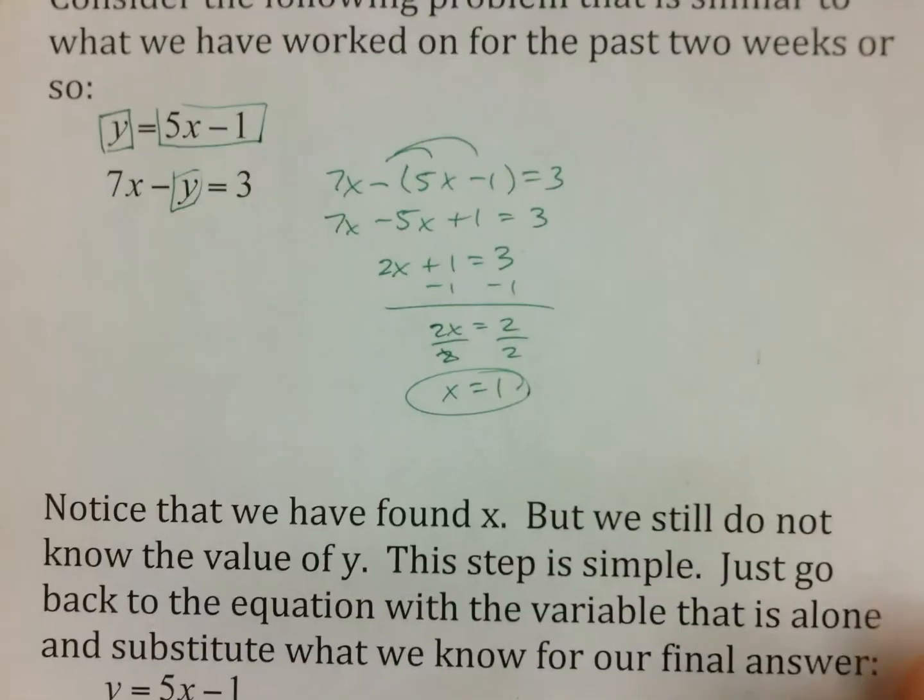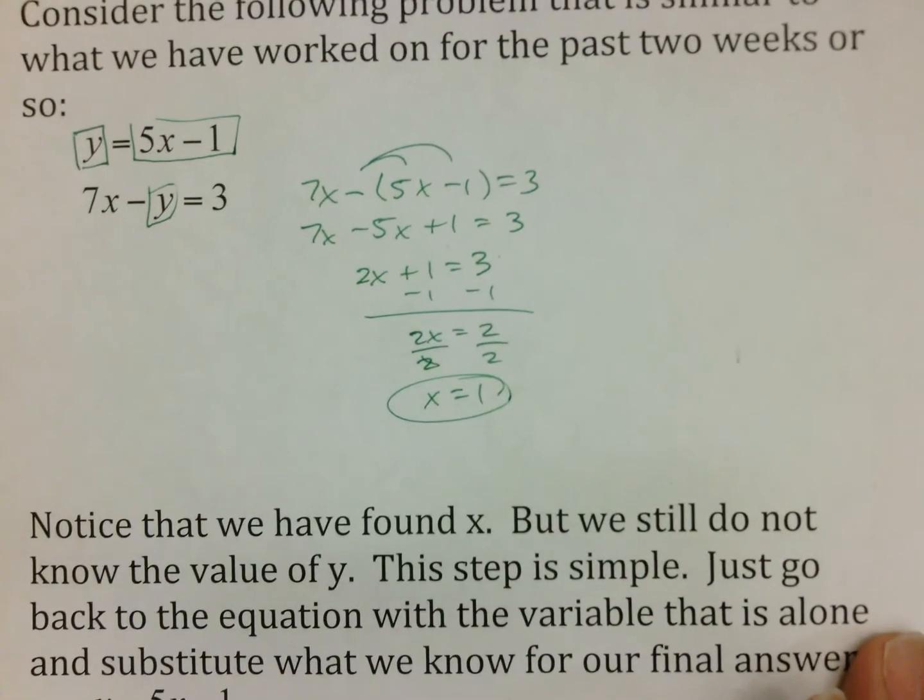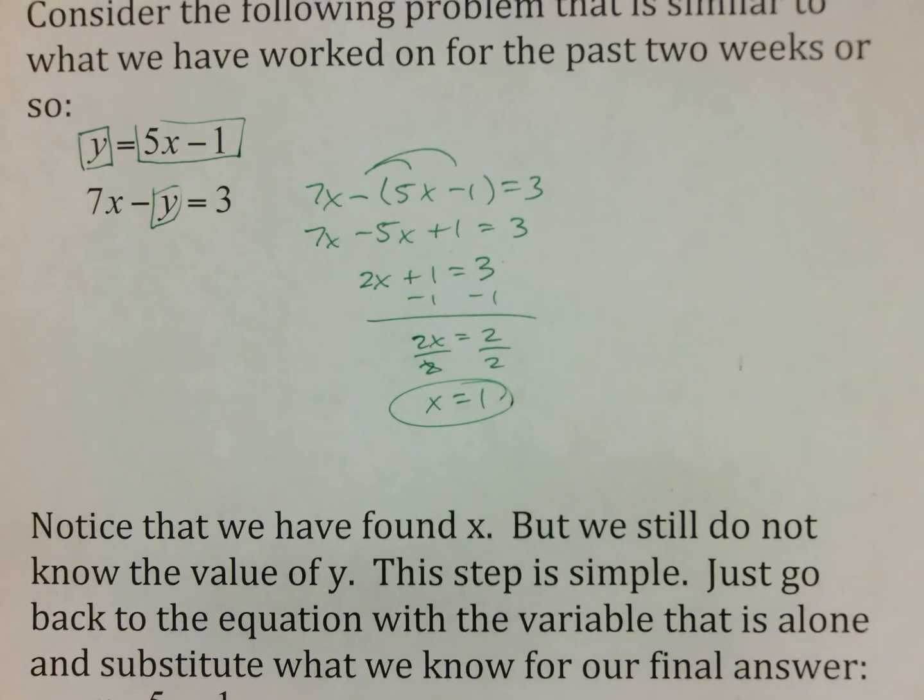Notice that we found x, but we still don't know what the value of y is. And like I said, that's pretty much what this is about. There's an x there, there's a y there that we do not know about. The step that we have next is simple. All you have to do is go back to the equation with the variable that is alone and substitute what we know.